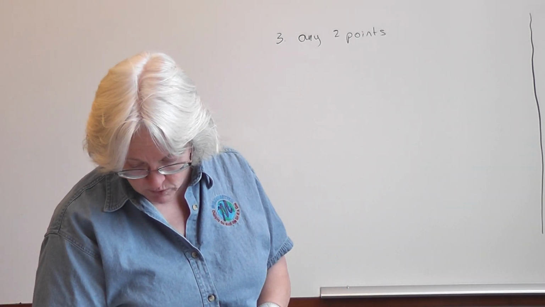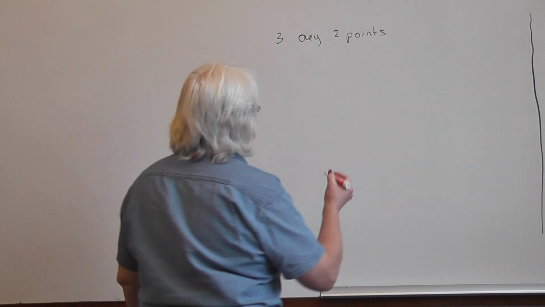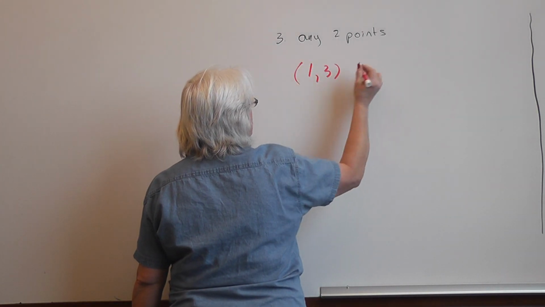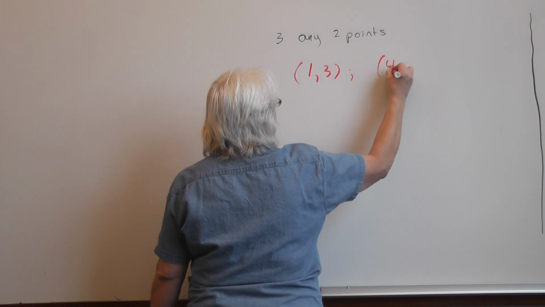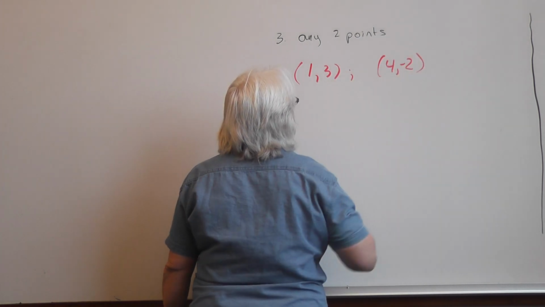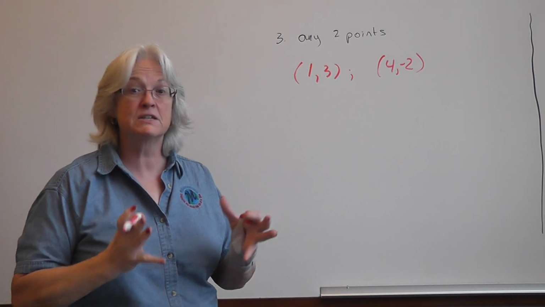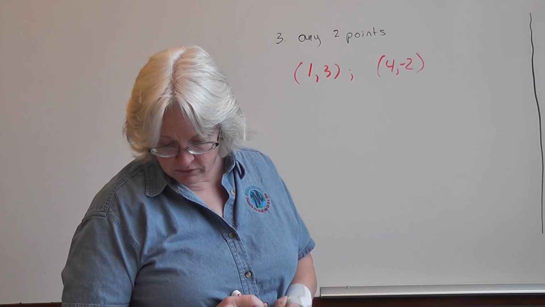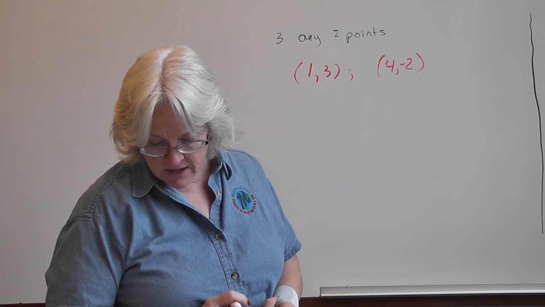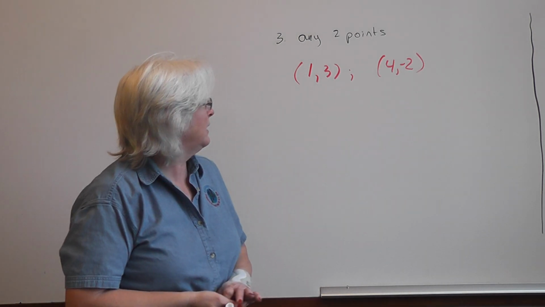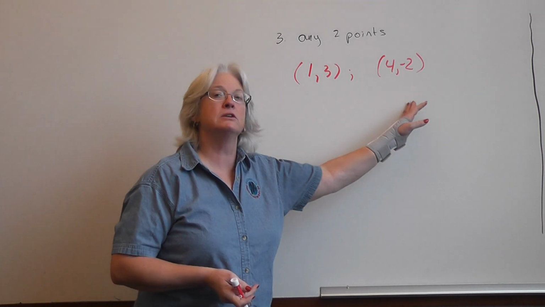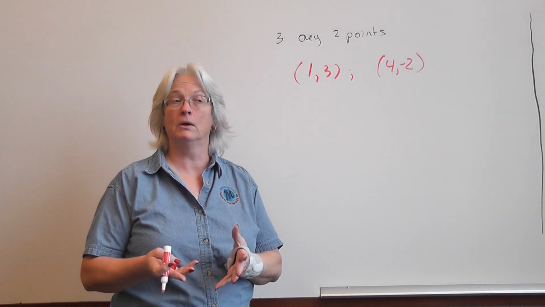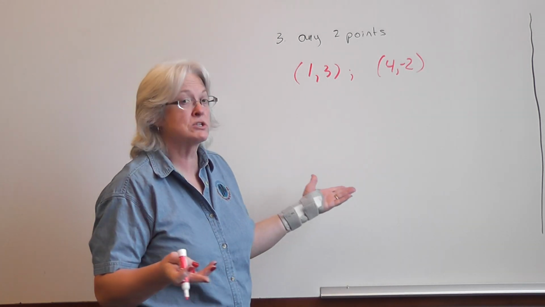Let's say that we have (1, 3) and (4, -2). And this is example 1 from our text that's on page 255. It says, write the equation of the line that passes through these points. You have to have slope. How are we going to get slope?